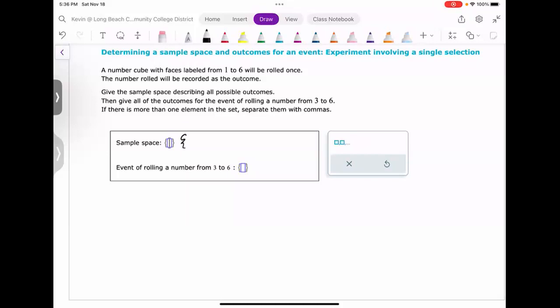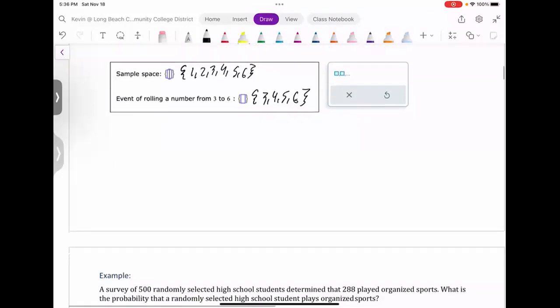This is going to be a 1, a 2, a 3, a 4, a 5, or a 6. That is the sample space. And the event of rolling a number from a 3 to a 6, well, that's going to be a 3, 4, 5, and 6. And let's move on and actually find some probabilities.